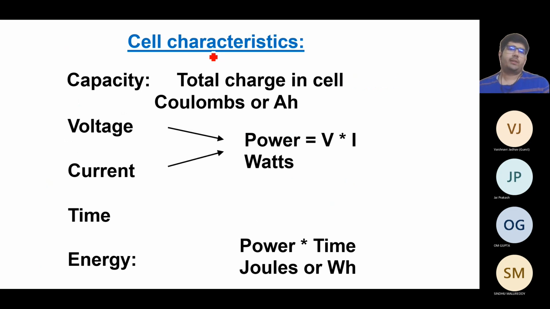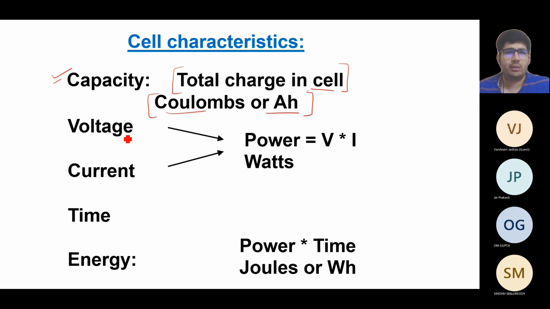Now come to the cell characteristics. So what is the capacity? The capacity of a cell is the total charge in the cell. The unit is coulombs or ampere hour. So it's the total charge in the cell.